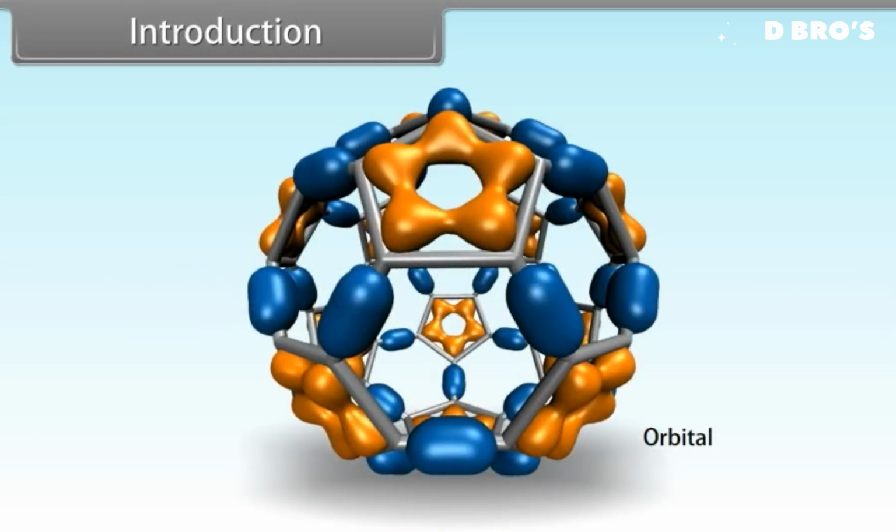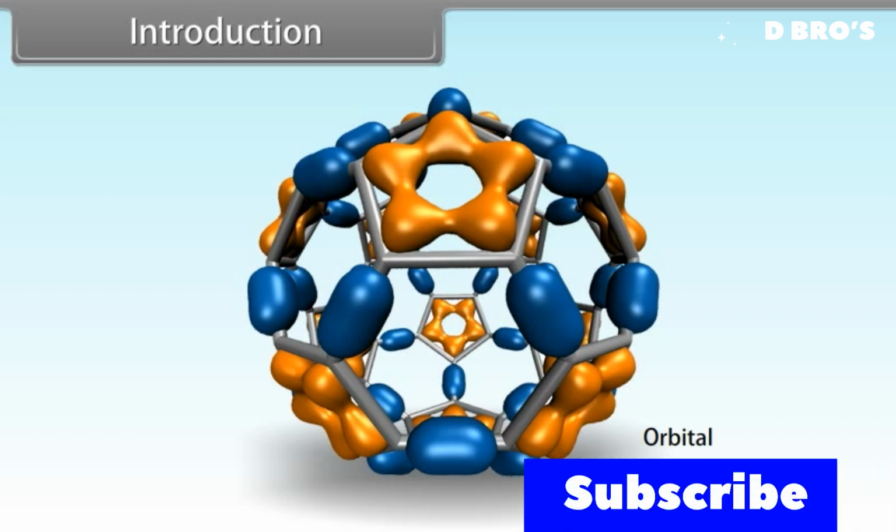Orbitals are characterized by a set of numbers known as quantum numbers. The energy, size, shape and orientation of the electron orbital can be specified by the use of three quantum numbers. These are the principal quantum number, azimuthal quantum number and magnetic quantum number. So, throughout this lesson, we will learn the quantum mechanical model of the atom.